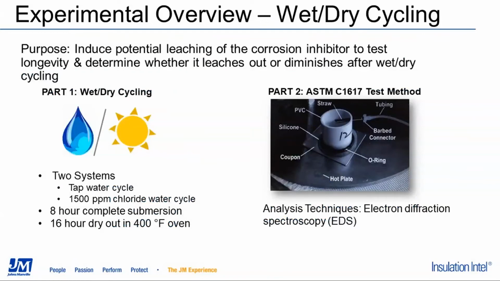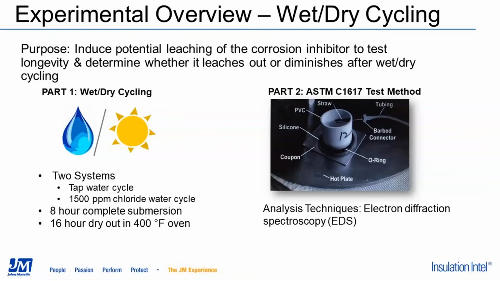So in order to examine that, we exposed the Thermo 1200 with the XOX corrosion inhibiting chemistry to wet-dry cycling. Generally, the expectation is that the inhibitors are going to leach out over time and therefore become less effective. So we looked at two systems when we did our analysis, one with tap water and one with a 1500 ppm chloride solution. So we exposed the Thermo 1200 for 8 hours to submersion, and then followed it by 16 hours of dry out in a 400-degree oven.